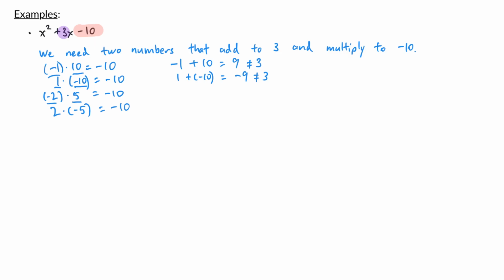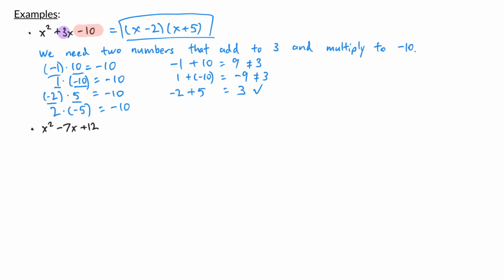Next, we have negative 2 and 5. Negative 2 plus 5 gives us positive 3. That's what we want. So the numbers are negative 2 and 5. So to factor x squared plus 3x minus 10, we write this as x plus negative 2, or x minus 2, and then times x plus 5. Again, if you want to check that this is the correct factorization, you can multiply out x minus 2 times x plus 5 and check that you get the original quadratic x squared plus 3x minus 10.